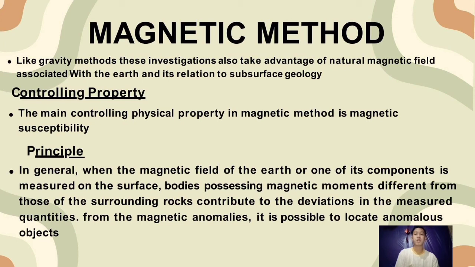Principle. In general, when the magnetic field of the Earth or one of its components is measured on the surface, bodies possessing magnetic moments different from those of the surrounding rocks contribute to the deviations in measured quantities. From the magnetic anomalies, it is possible to locate anomalous objects.